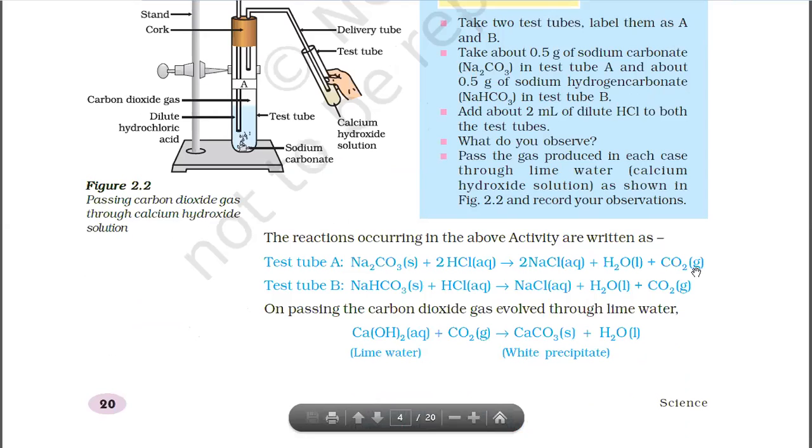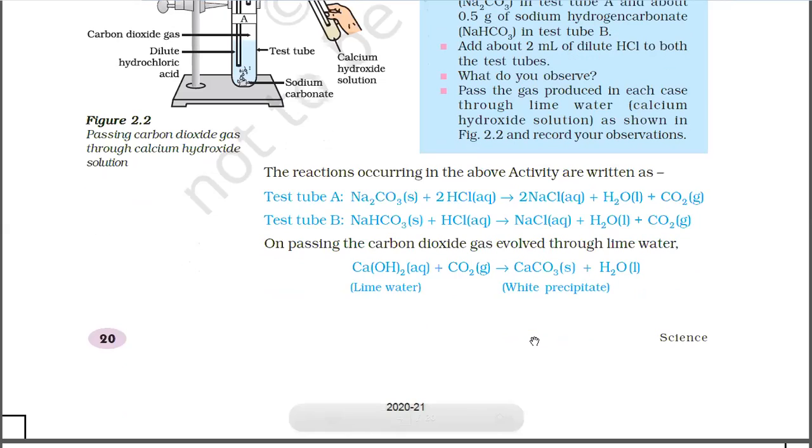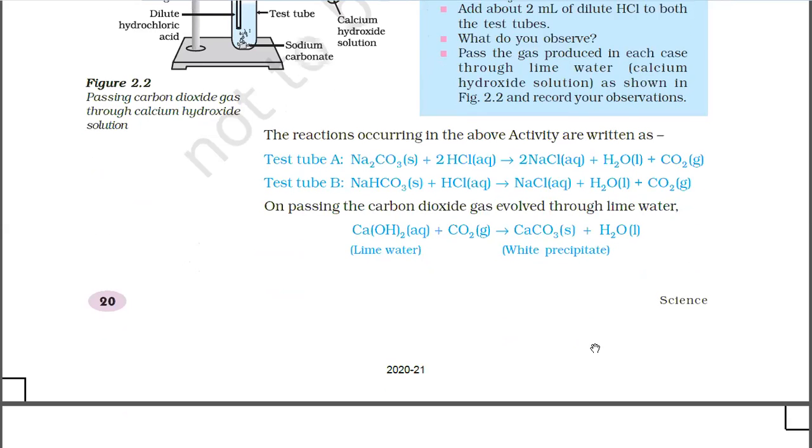The reactions occurring in the above activity are written as follows. Test tube A: Na2CO3 (s) + 2HCl (aq) gives 2NaCl (aq) + H2O (l) + CO2 (g). Test tube B: NaHCO3 (s) + HCl (aq) gives NaCl (aq) + H2O (l) + CO2 (g). On passing the carbon dioxide gas evolved through lime water: Ca(OH)2 (aq) + CO2 (g) gives CaCO3 (s) + H2O (l). CaCO3 will be produced as a white precipitate.